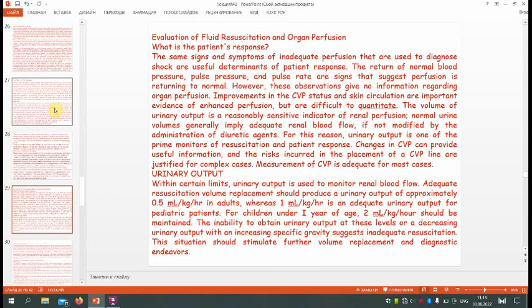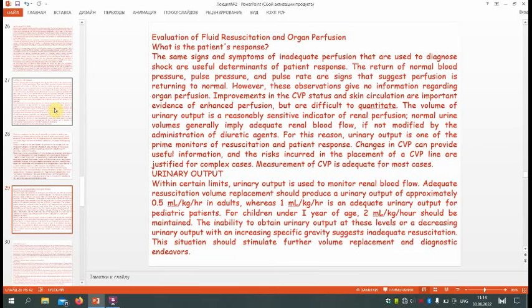Evaluation of fluid resuscitation and organ perfusion. What is the patient response? The same signs and symptoms of inadequate perfusion that are used to diagnose shock are useful determinants of the patient's response. The return of normal blood pressure, pulse, and pulse rate are signs that suggest perfusion is returning to normal. However, these observations give no information regarding organ perfusion. Improvements in the CVP status and skin circulation are important evidence of enhanced perfusion but are difficult to quantitate.